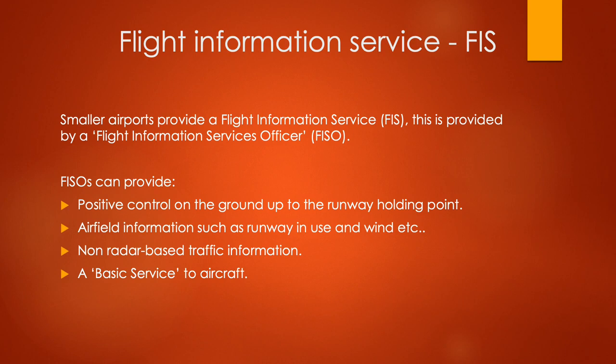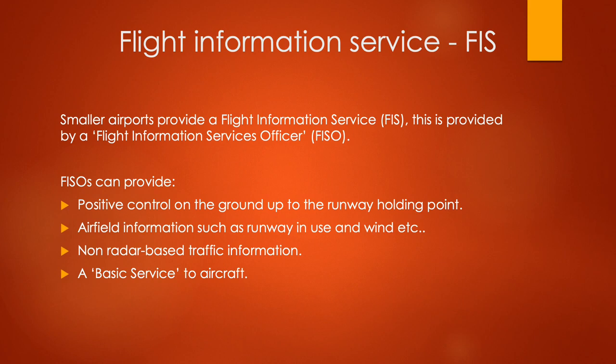And what they can provide is positive control of aircraft on the ground up to the runway holding point. Okay, so when we're on the ground taxiing, we have to take instruction from a flight information service. They're in charge of us, so they'll tell us where to go. However, when we're in the air or just on the runway, it's actually our discretion. So it's up to us as pilots to make those decisions, and they can only advise. They can't tell us what to do anymore.